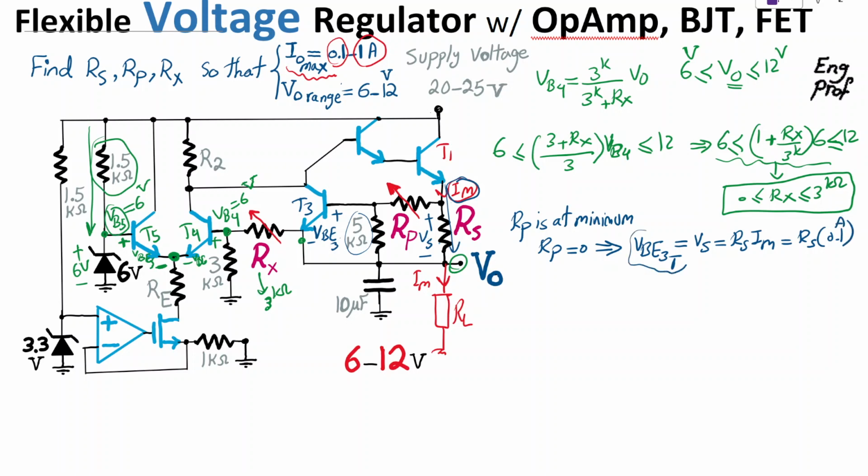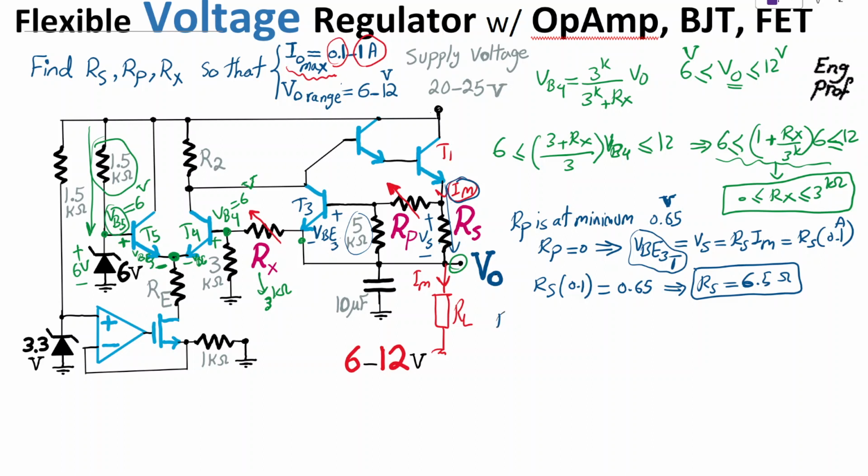Okay, and VBE threshold, let's define it as 0.65 volt, the voltage at which we can say that transistor number 3, or T3, is completely turned on. So as a result, I can say Rs times 0.1 is equal to 0.65, or we can say Rs is 6.5 ohm. So that's how we find Rs.